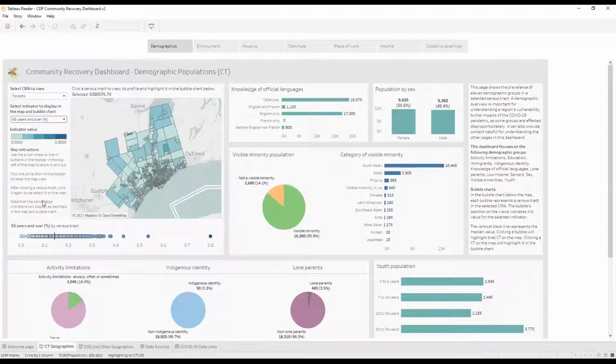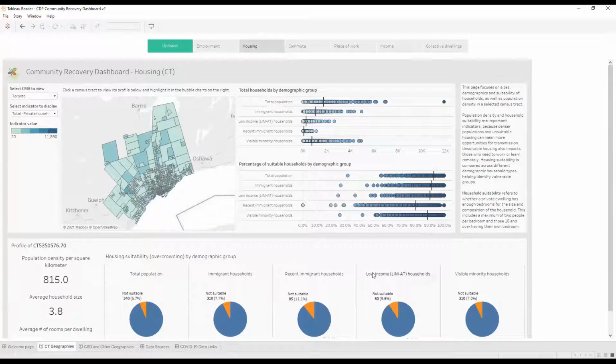And bubble charts now also show these percentage values. So if you're viewing a percentage on the map, then it'll show in the bubble chart, but also in the tabs that have fixed bubble charts, they now include percentages as well. So that covers the changes to the dashboard.